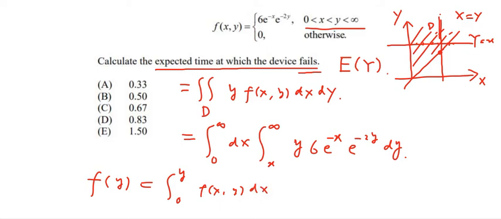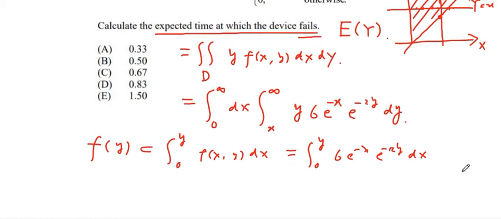Okay, so this equals 6e^(-x)e^(-2y) dx. So we find this equals 6e^(-2y). So this x integrated out is 1 minus e^(-y), 1 minus e^(-y).